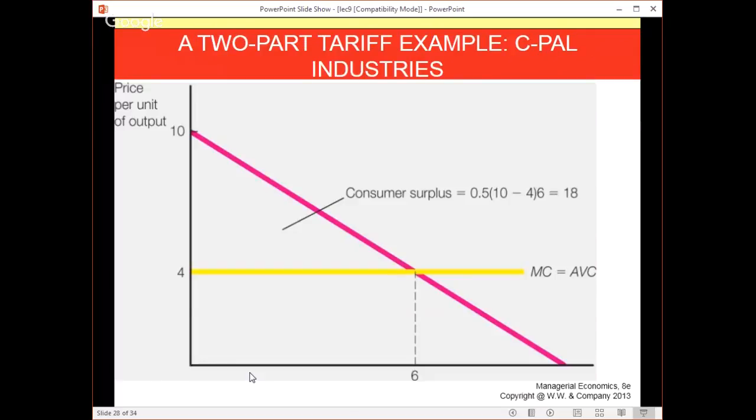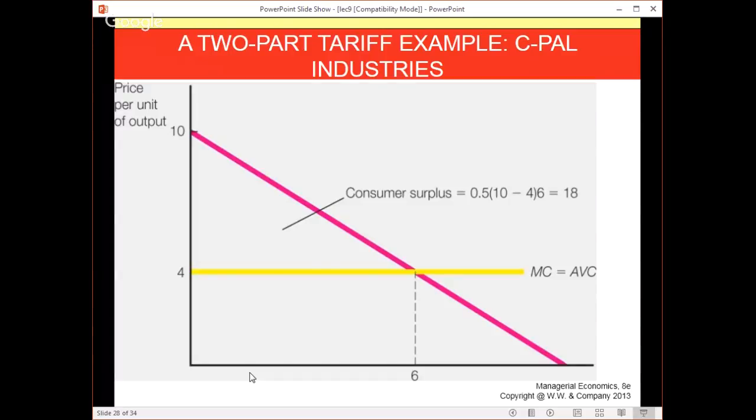In this case, I have a demand curve. Start off at 10, and decrease to 4, at 6 units. So I can do 0.5 times 10 minus 4. By the way, that's the formula for a triangle, that's all it is, times 6. Right? So that's 6 times 6 times 0.5 gives me 18. I'm just calculating the consumer surplus.